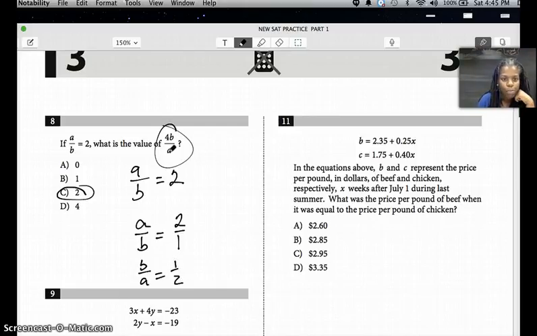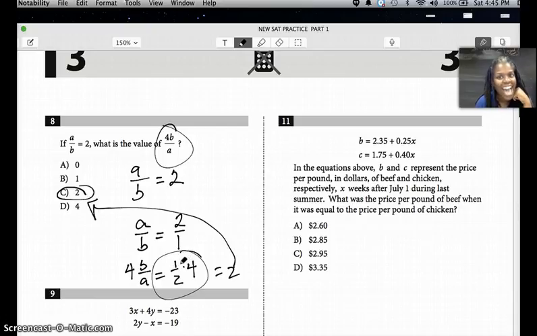Now this looks a little bit more like that, but it's B over A times 4. So I multiply it by 4, but what I do to one side, of course, I'm going to do to the other. When I do that, 4 times a half is equal to 2, and there's my answer.